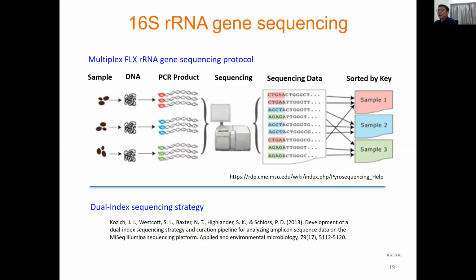Please note that the PCR primers used for different samples have different tags. Sometimes they are also called barcodes, which can be used to distinguish the sequences from different samples. Then the PCR products were mixed and sequenced on the high throughput sequencing machine.